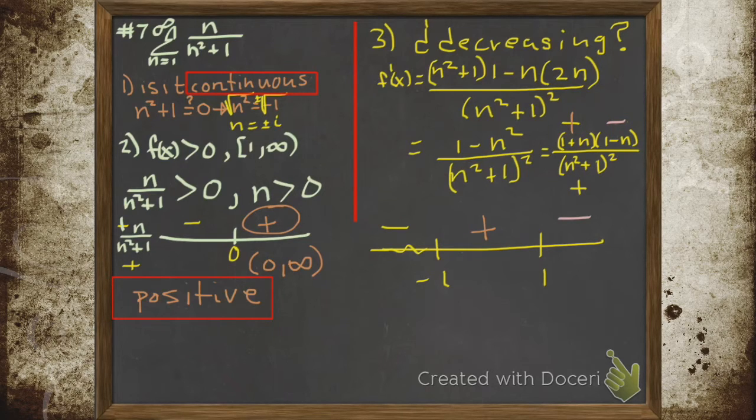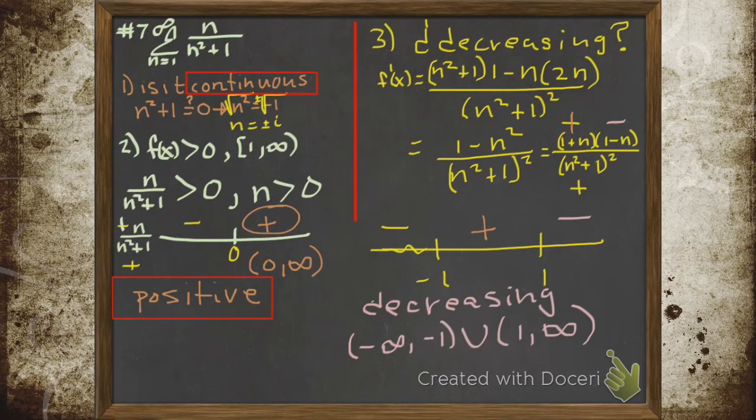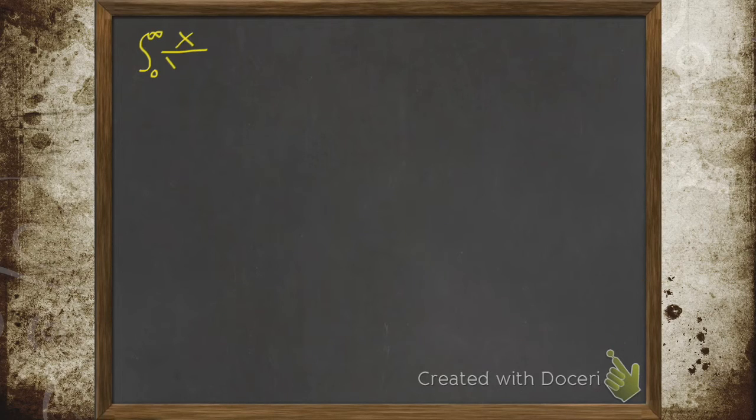Okay, but what did we care about? We cared where it was decreasing, and it was decreasing here and there. But more importantly, it's decreasing here, which is what we wanted to show. Okay, so then what did we do? We showed the three things that we needed to show in order for our integral test to even be used. So let's go use it.